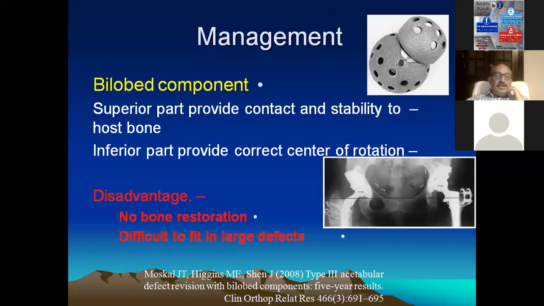Rarely used is a bilobed component. Usually there are 2 parts of this component. The superior part will be inserted in the bone defect, while the inferior part will be at the level of the hip center. So there is also no restoration of bone defects, and it is difficult to fit in large defects. We rarely use this in our country here.